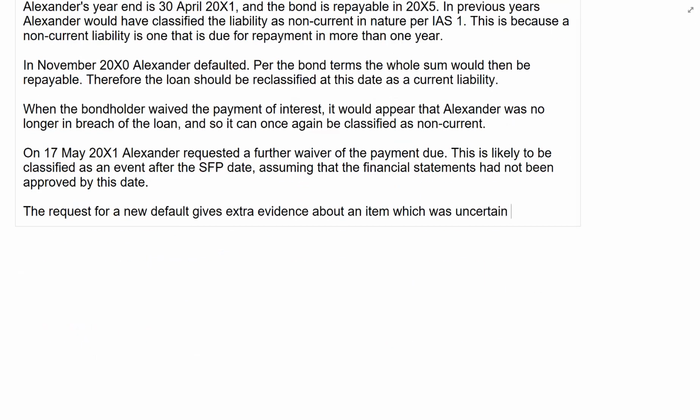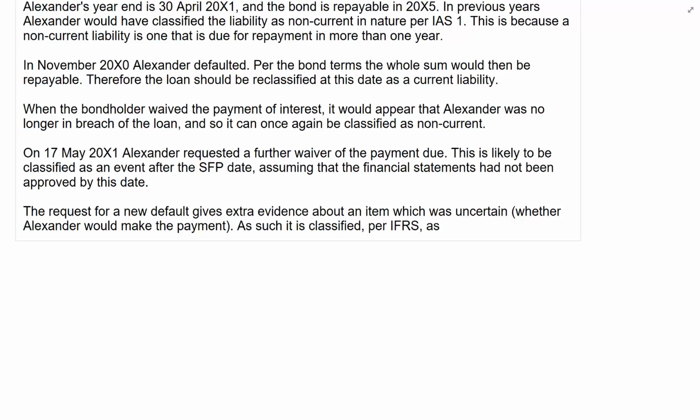And what was the item which was uncertain? Whether Alexander would make the payment. As such, it is classified per IFRS as an adjusting event. Okay, this goes back to what we've learned at F7. You cannot afford to ignore topics which have been covered at earlier parts of our studies.